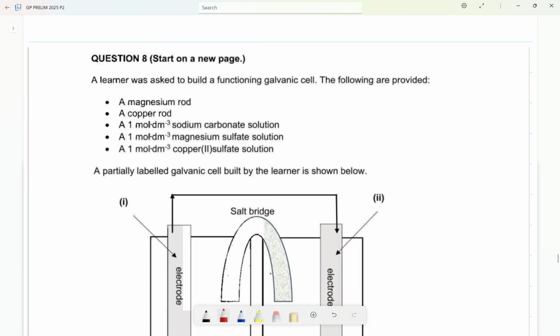Question 8. It says a learner was asked to build a functioning galvanic cell. The following are provided: a magnesium rod, a copper rod, 1 mole per decimeter cube of sodium carbonate solution, magnesium sulfate solution, and copper sulfate solution. Now, let's see what they ask us.